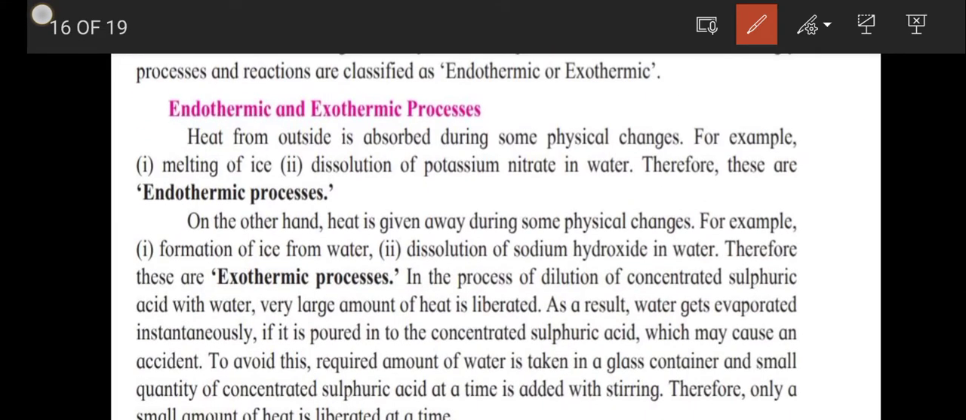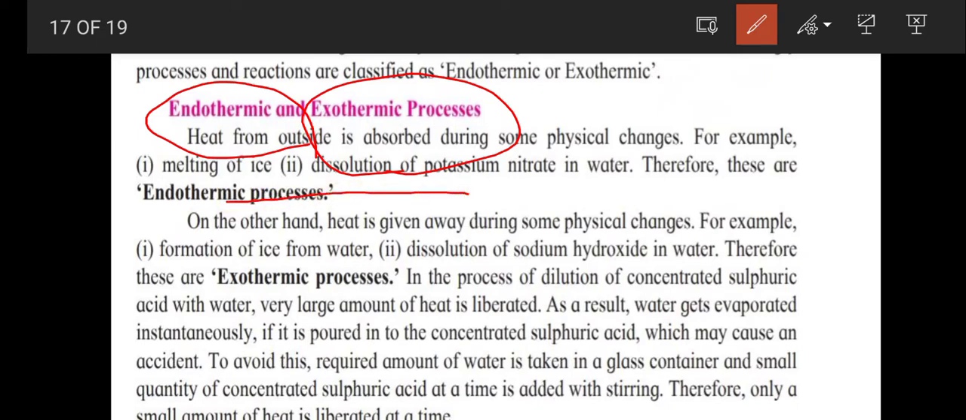Now next one is the endothermic reaction and the exothermic reaction. Simply endothermic means to gain heat and exo means to liberate. So here in endothermic, heat from the outside is absorbed during the physical change. For example, melting of ice, then the dissolution of the potassium nitrate in the water. That time heat is absorbed. When heat is gained, that is called the endothermic process. And on the other hand, when heat is liberated, that is called the exothermic process.